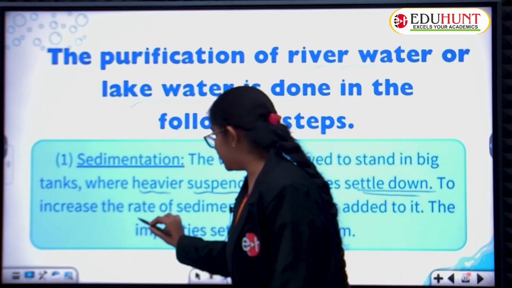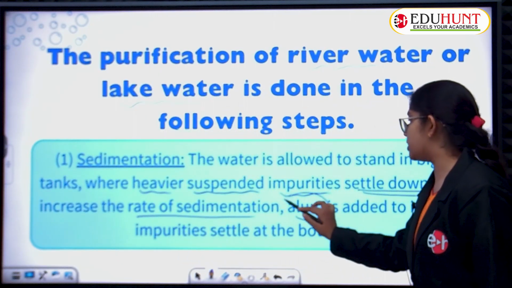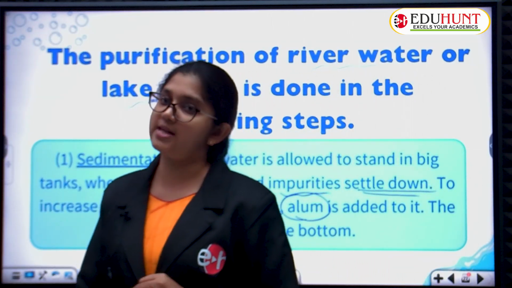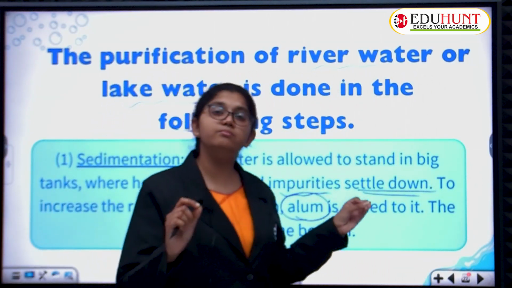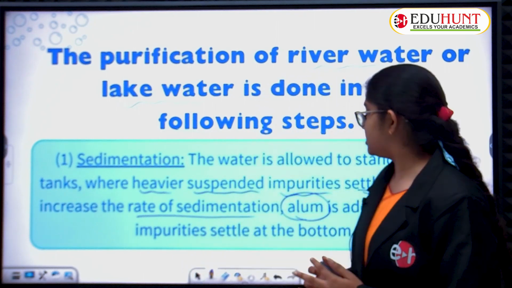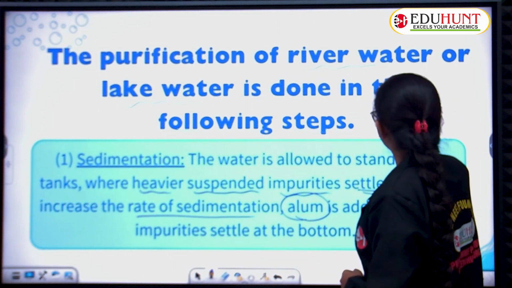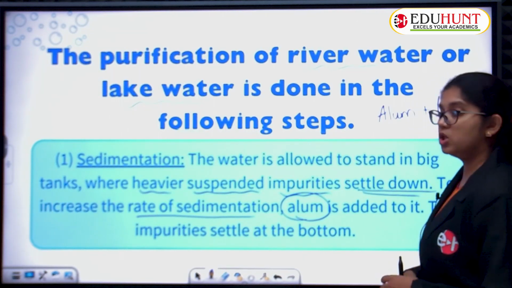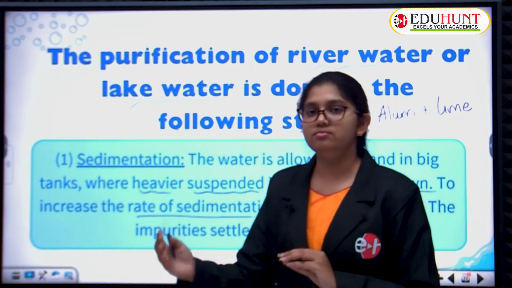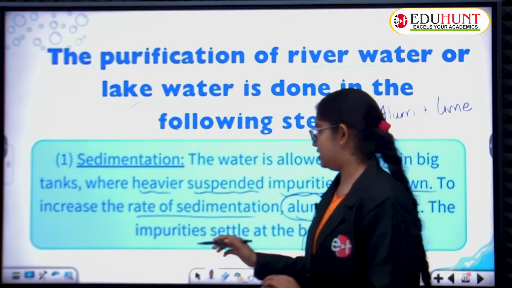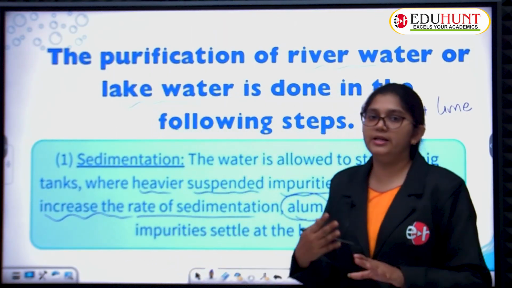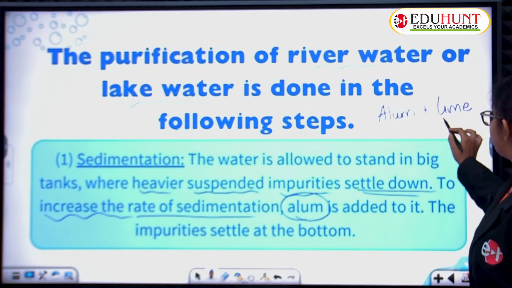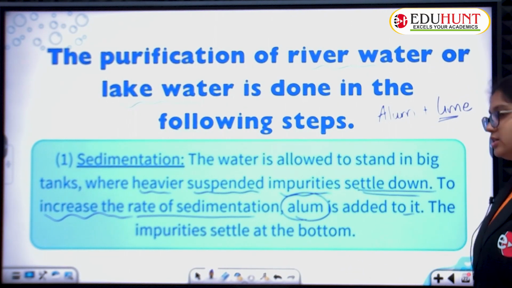To increase the rate of sedimentation, alum is also added. Including alum, in some processes they also add lime, children, to further increase the rate of sedimentation, in the sense of speeding up the process. So alum is added, and in some cases lime is also added, to the sedimentation tank.